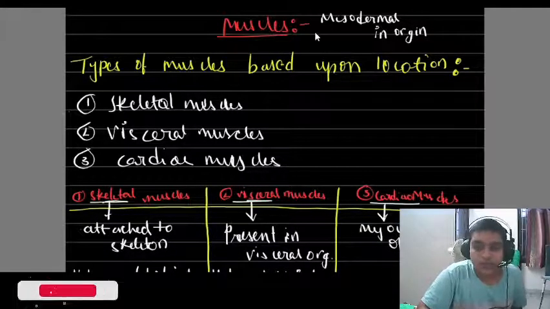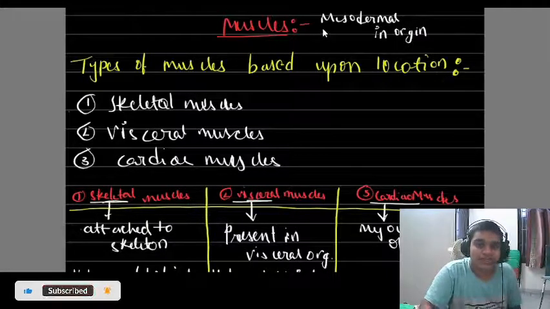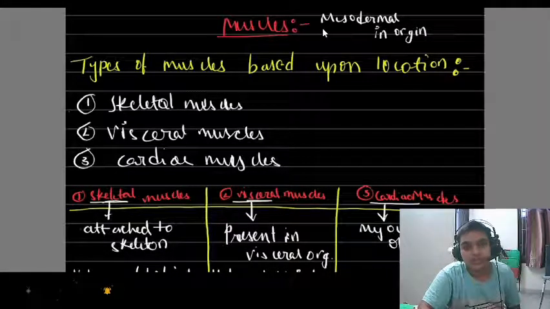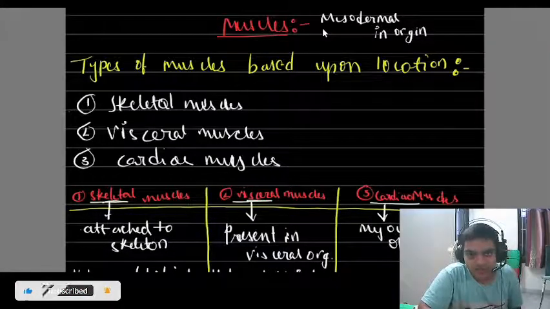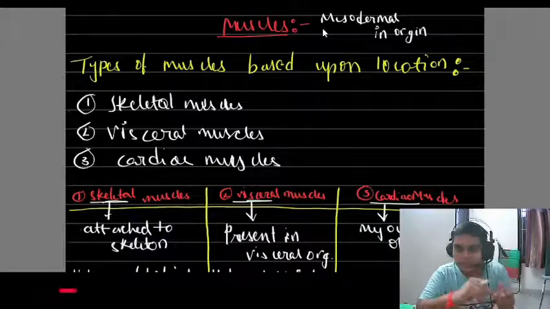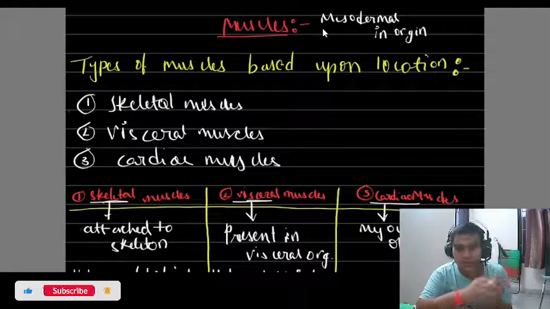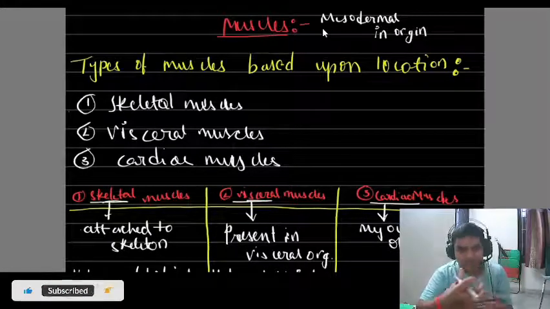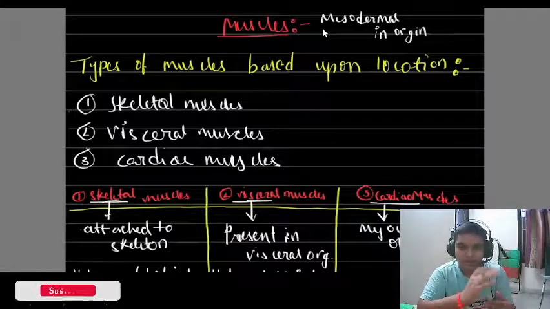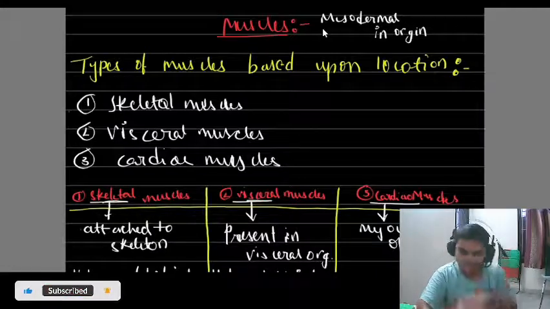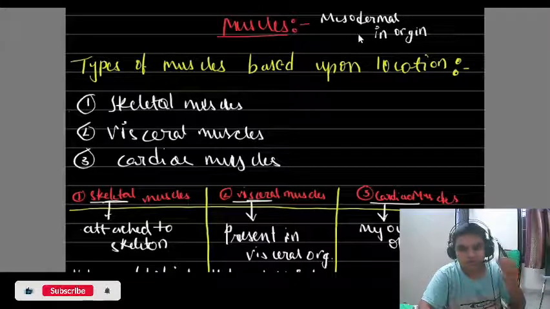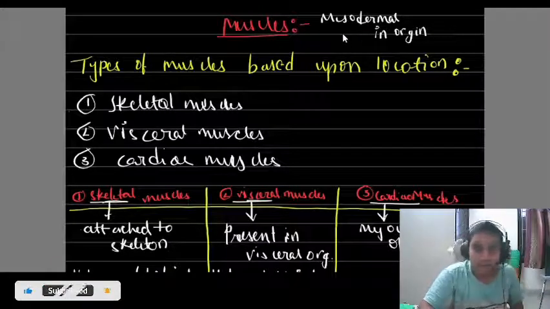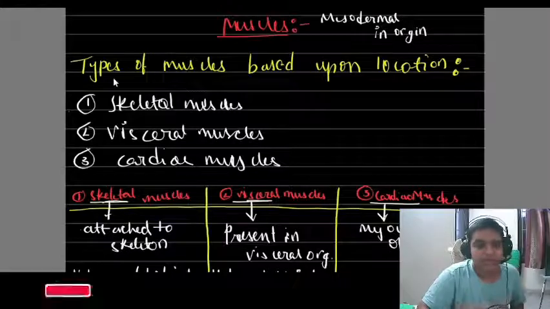The first basic point you have to note down is that muscles are mesodermal in origin. They are derived from mesoderm. What is mesoderm? We have three types of layers: endoderm, mesoderm, and ectoderm, from which the body parts are derived. So muscles are derived from mesoderm, which is the middle one. They are present at the embryonic stage.